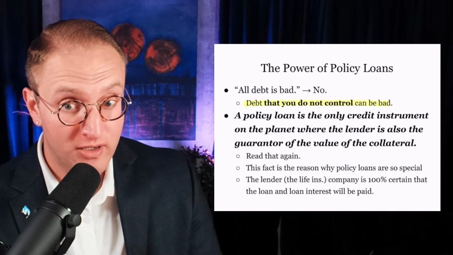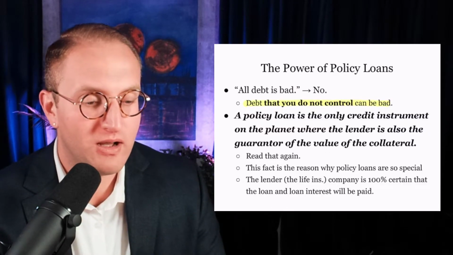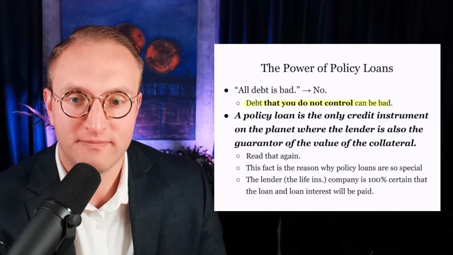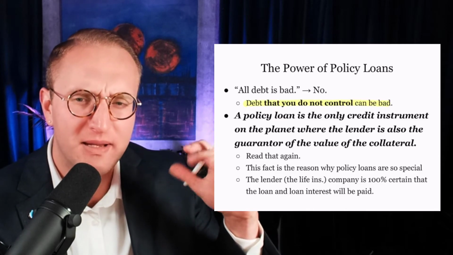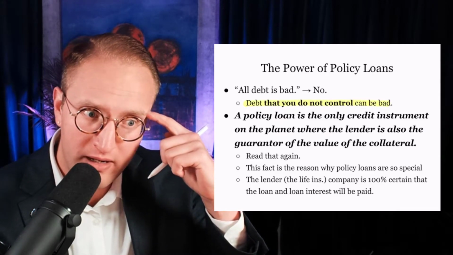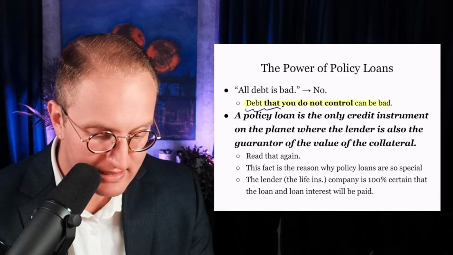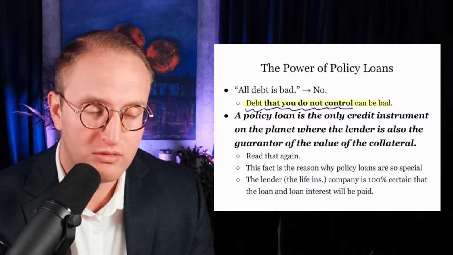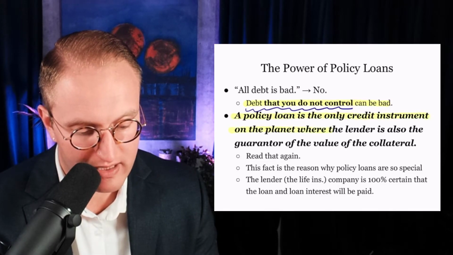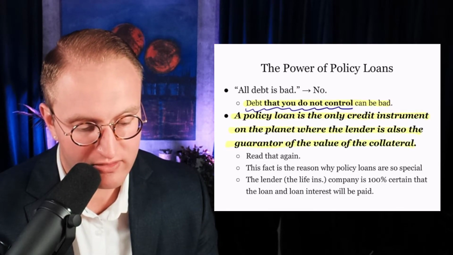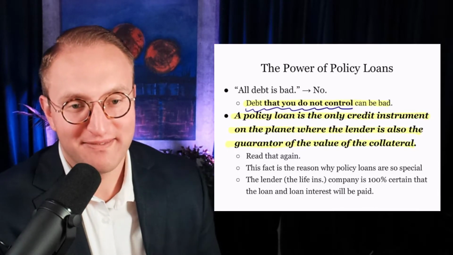There's the concept of debt slavery. Right? Isn't that an interesting concept? OPM is great. And then on the other side, well, yeah, but there's that idea of debt slavery. The problem for the reason that there's that odd dichotomy, like, wait, why would using other people's money be good when I could end up a debt slave? Well, the problem is that most debt is debt that we don't control. And this is really where we get into it. A policy loan is the only credit instrument on the planet where the lender is also the guarantor of the value of the collateral. I say read that again like a smartass.